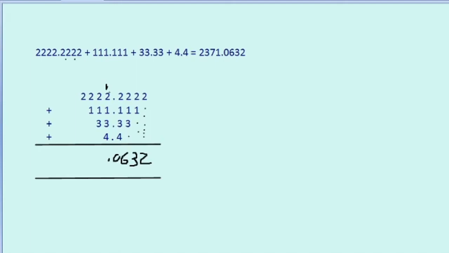Now 2 plus 1, 3. 3 plus 1, 4. 4 plus 3, 7. 7 plus 4, 11. So 1 and carry 1 here. Okay. 2 plus 1, 3. 3 plus 1, 4. 4 plus 3, 7. Then this is 2 plus 1, 3. And after 2, there are no numbers here, so we'll just write 2. So our answer will be 2371.0631.